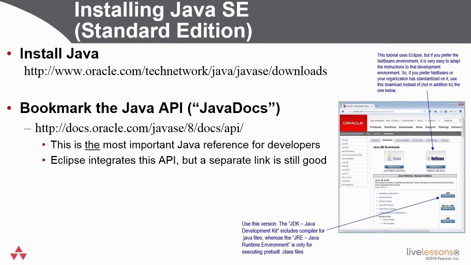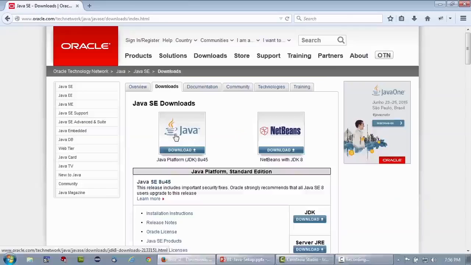All right, there are 2 links you need to know about. The top link is for downloading Java itself. And the second link, which you should immediately bookmark, is for the online Java API. Let's take a look at both of those.